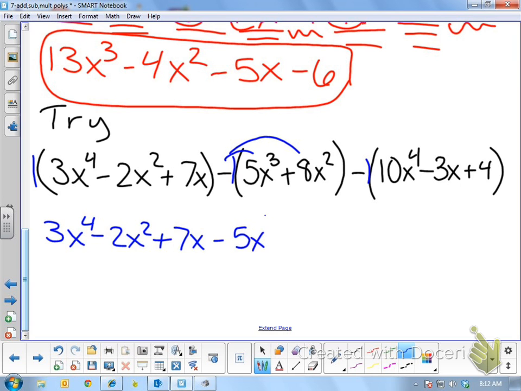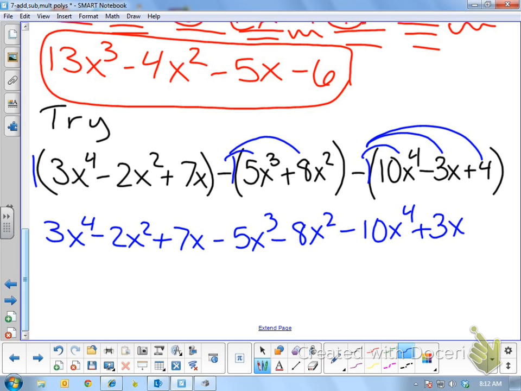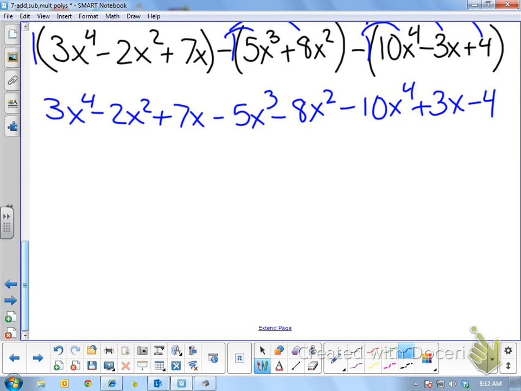Instead of positive 5, negative 5. Instead of positive 8, negative 8. Same thing here. It's going to change the sign of everything. Instead of positive 10, negative 10. Instead of negative 3, positive 3x. Instead of positive 4, negative 4. And now we just look for our like terms. We combine our like terms.